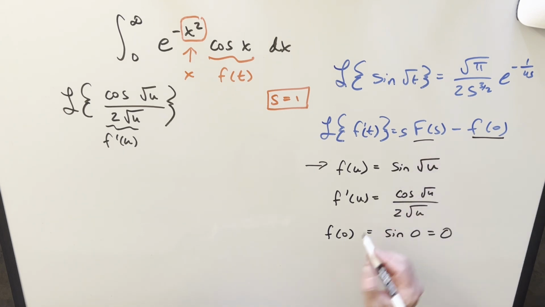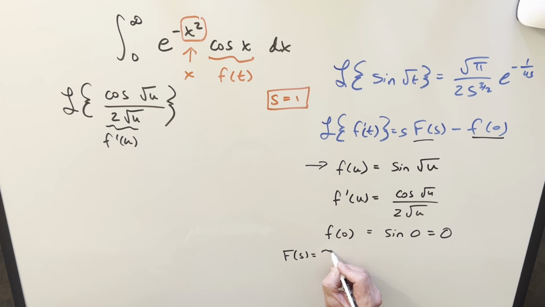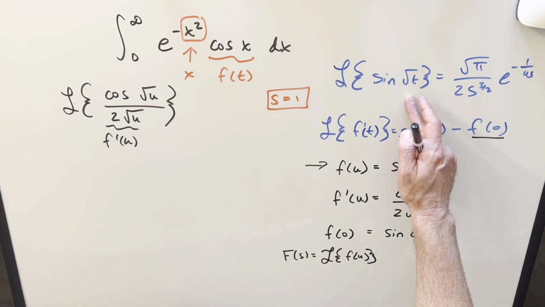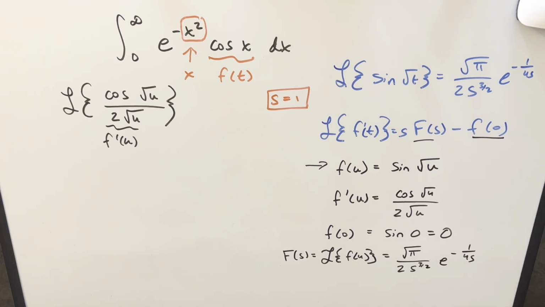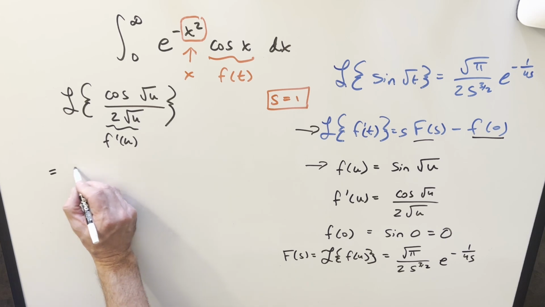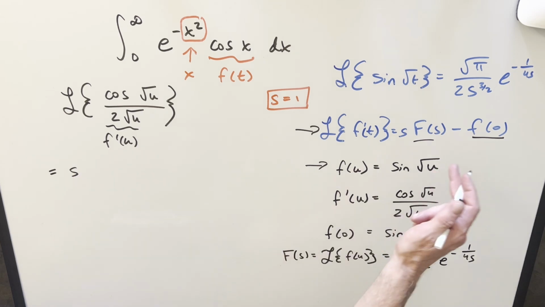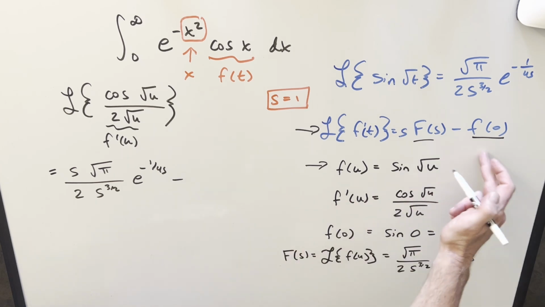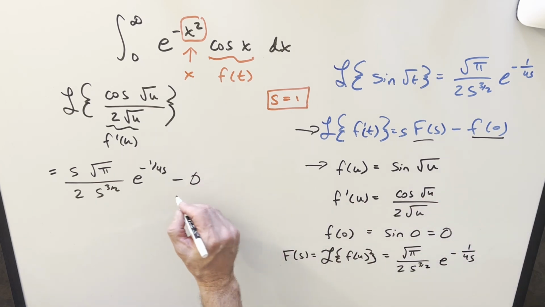And then for big F of s, this big F notation just means the same thing as the Laplace transform of f of t, or in our case, f of u. So this is going to be the Laplace transform of sine square root of u. We can use this formula right here. But now that we have everything we need, over to the right, we can just use our formula right here. Plug in everything. So we're going to have s times the big F of s, which is all this here. And then minus our little f of 0, but that's just 0. So we're not too worried about that.